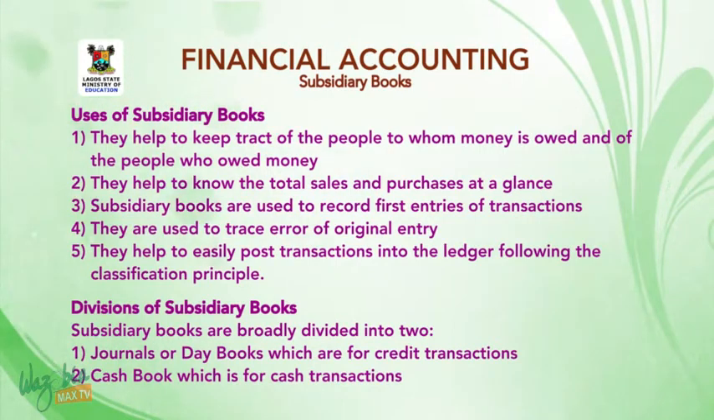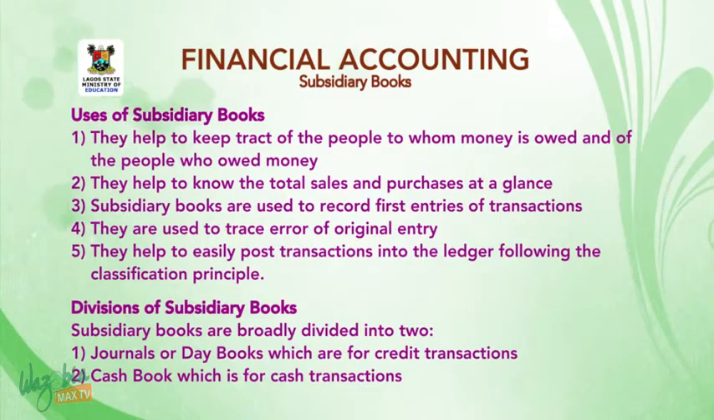Uses of subsidiary books. 1. They help to keep track of the people to whom money is owed and of the people who owe money. 2. They help to know the total sales and purchases at a glance. 3. Subsidiary books are used to record first entries of transactions. 4. They are used to trace errors of original entry. 5. They help to easily post transactions into the ledger following the classification principle.